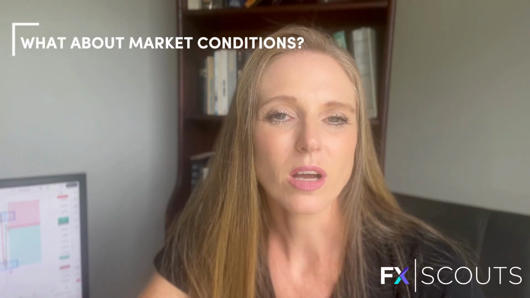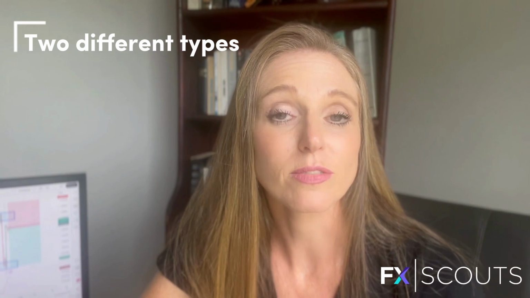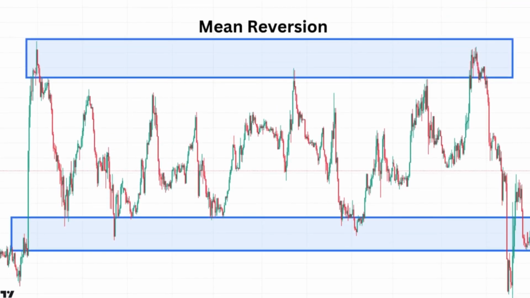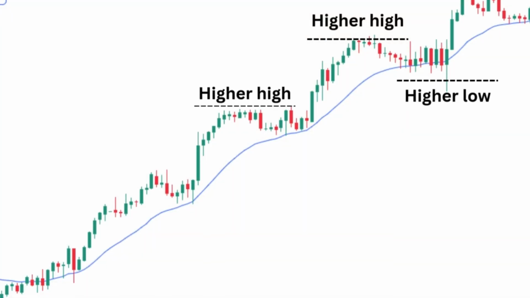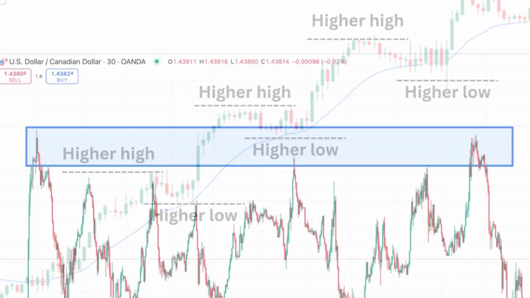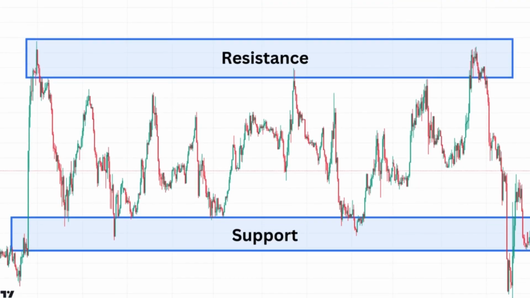Now, if we look at market conditions, how do we incorporate this into the ATR reading for setting our take profit? Firstly, you need to understand that there are two different types of markets. There are trending markets or momentum markets, and then you've got your mean reversion markets. And the trending market, of course, is where you get, in a bullish market for example, higher highs and higher lows.